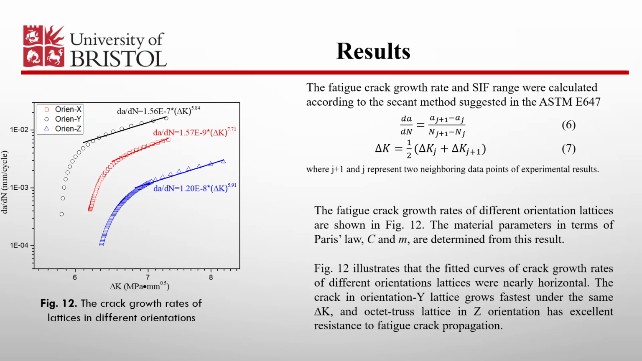This figure illustrates that the fitted curves of crack growth rates of different orientation lattices were nearly horizontal. The crack in orientation Y lattice grows fastest under the same delta K. The octet-truss lattice in Z orientation has excellent resistance to fatigue crack propagation.